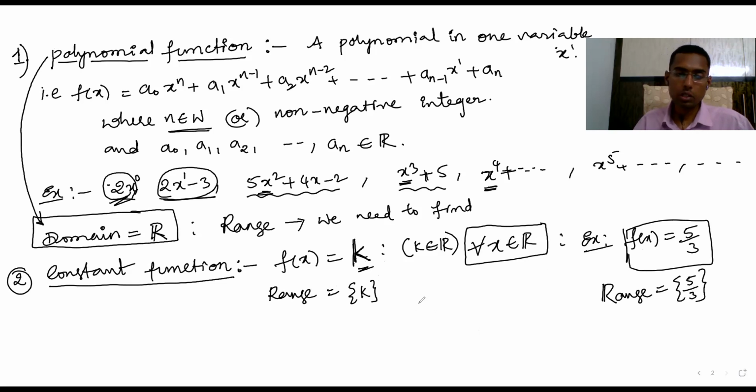Why? Because actually here we can see the graph of this. What is the graph? f of x means y. f of x represents the y-axis if you take the graph, therefore sometimes we write f of x equal to y. So here this is simply y equal to 5 by 3. So we'll draw the graph for this.